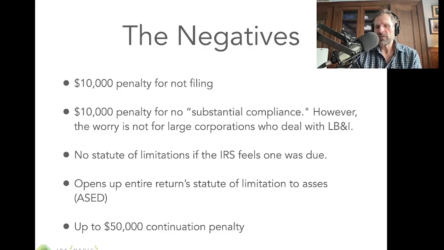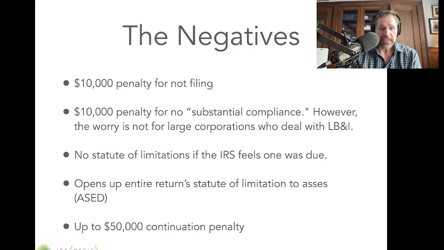Or you're actually not doing, but they're going to say that because now you have to refute their claim, because they're saying one is due. Well, how do you prove a negative? And that's the issue. Really, it's very difficult to do that. It also opens up your entire return to statute of limitation.